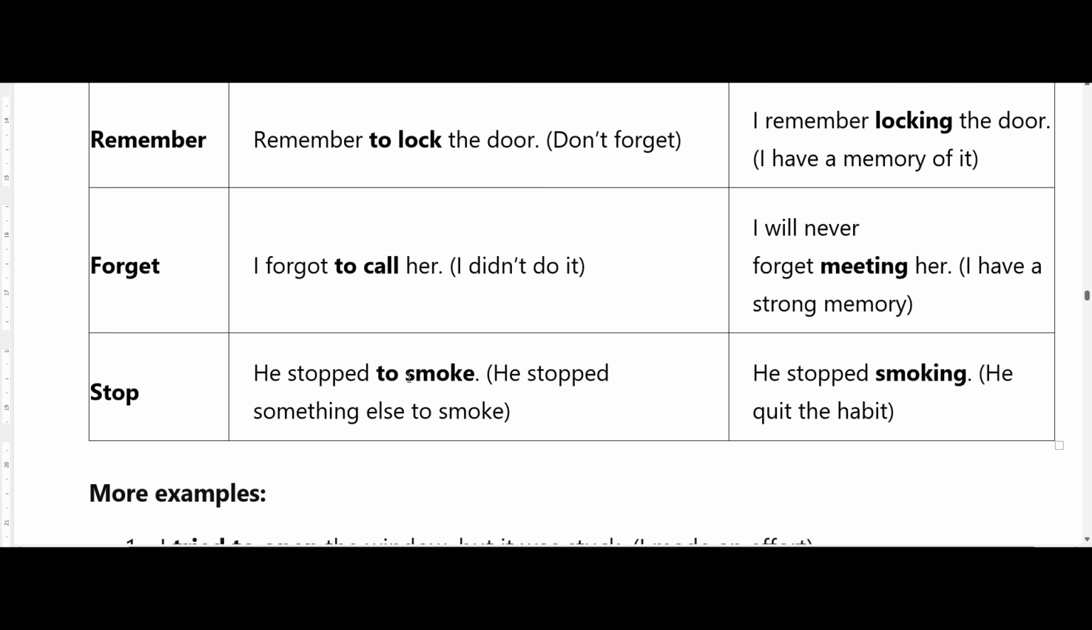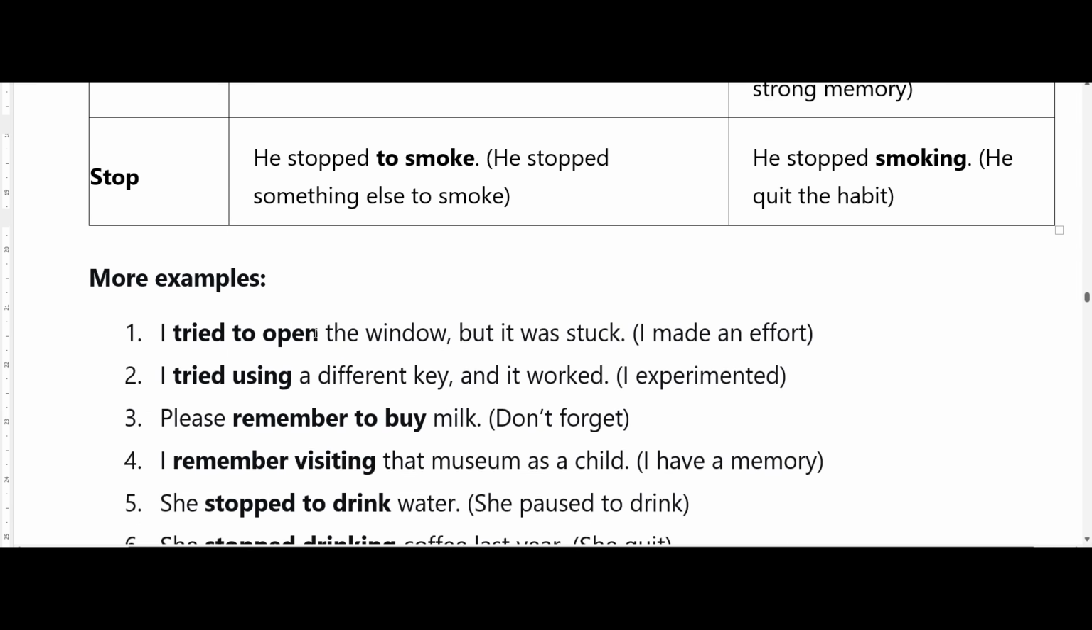He stopped to smoke. He stopped something else to smoke. So we stopped because we want to do something. He stopped to smoke. Here, he stopped smoking. He quit the habit, so he gave it up. He kind of doesn't smoke anymore. So he stopped smoking. He doesn't smoke anymore. He stopped to smoke. He just stopped to do it. Okay, some more examples, yeah?